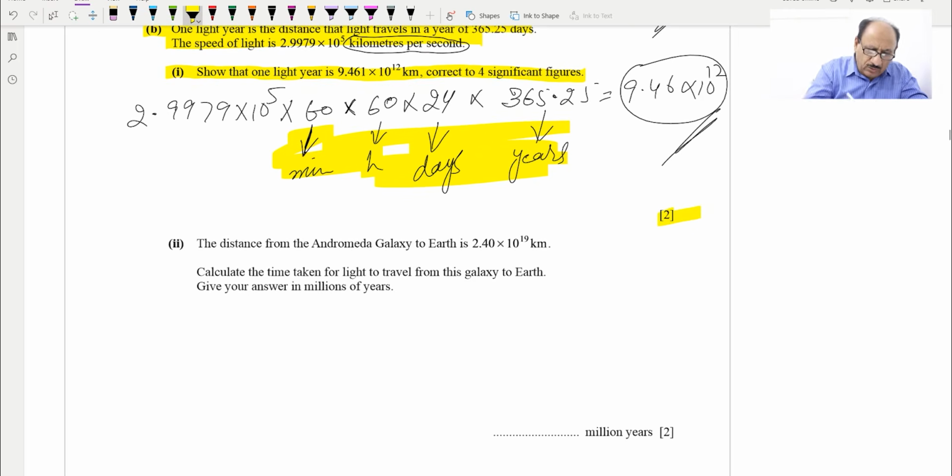Now next, second part: the distance from Andromeda galaxy, another galaxy, to Earth is 2.40 into 10 to the 19 kilometers. Calculate the time taken for light to travel from this galaxy to Earth. Give your answer in millions of years.